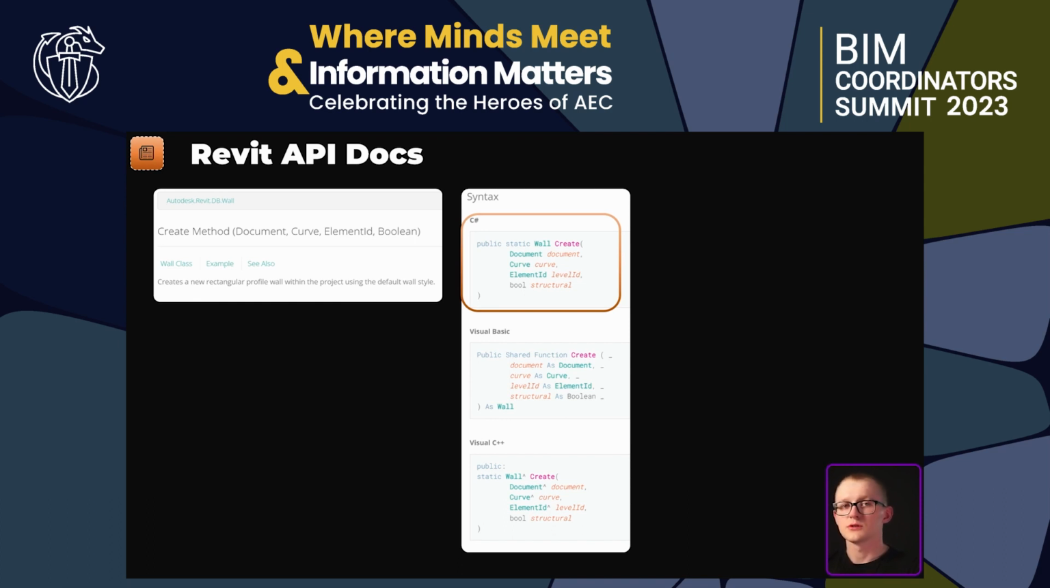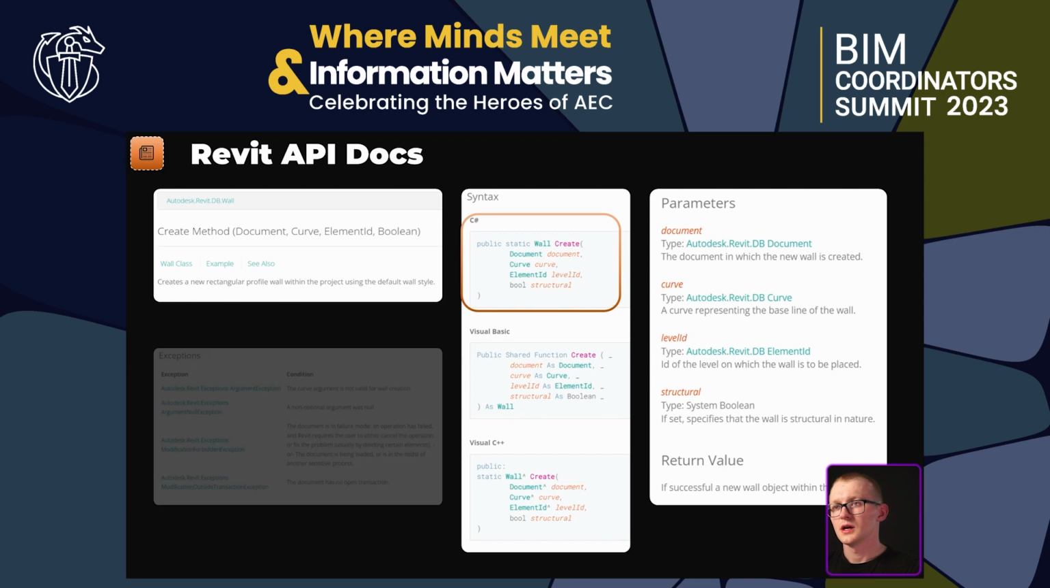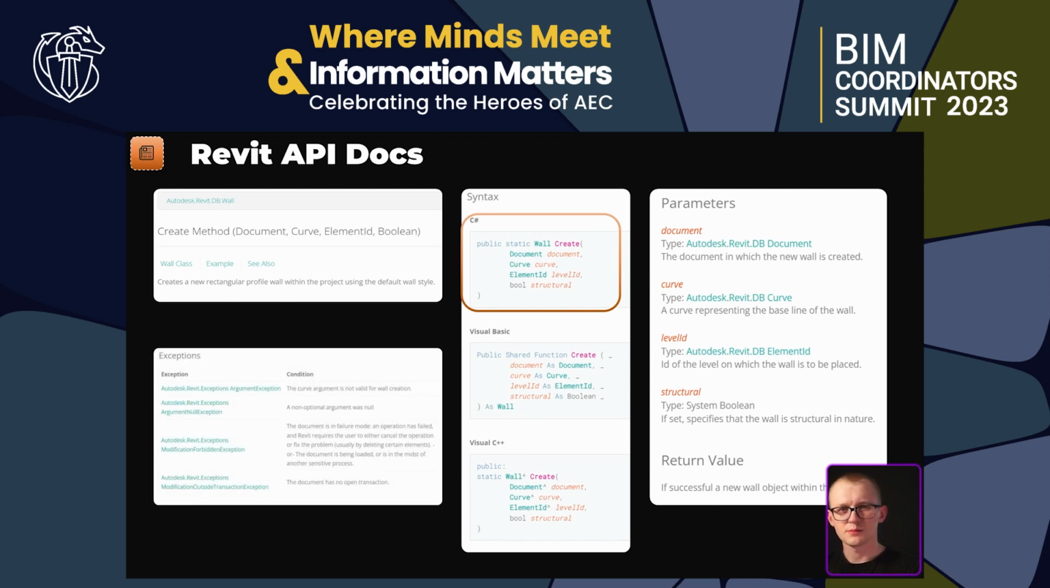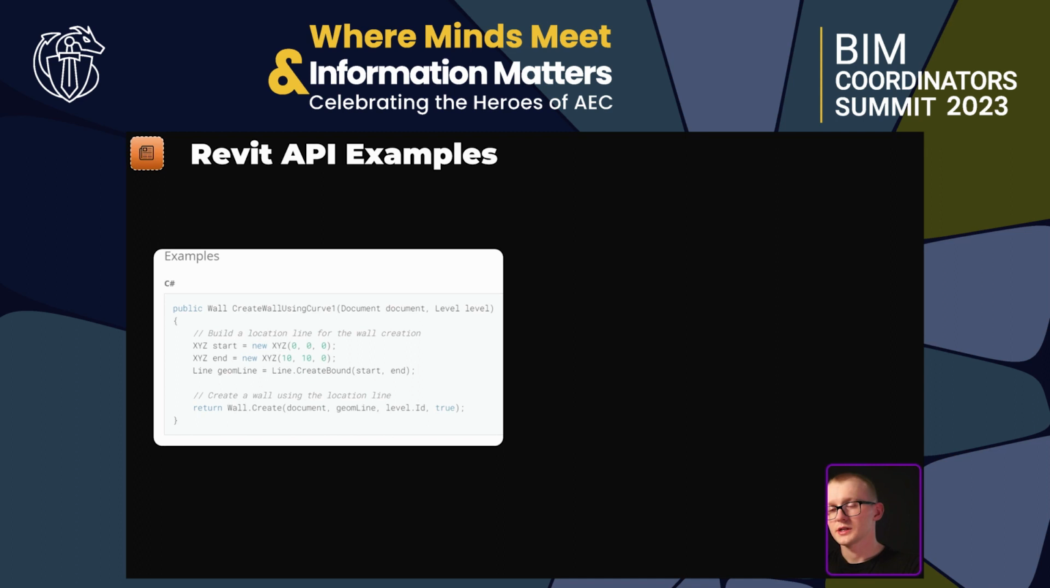Also, if you need more description about these parameters, you can scroll down and you will find a section about parameters and return values. But in this case, it's quite self-explanatory what's going on. Also, you can find some exceptions, but as a beginner, you shouldn't even worry about them, so just ignore it. And then, if you're lucky enough, you will be able to find Revit API examples. Normally, they're going to be in C# and other languages, but don't worry. As I said, it's very easy to convert it into Python.